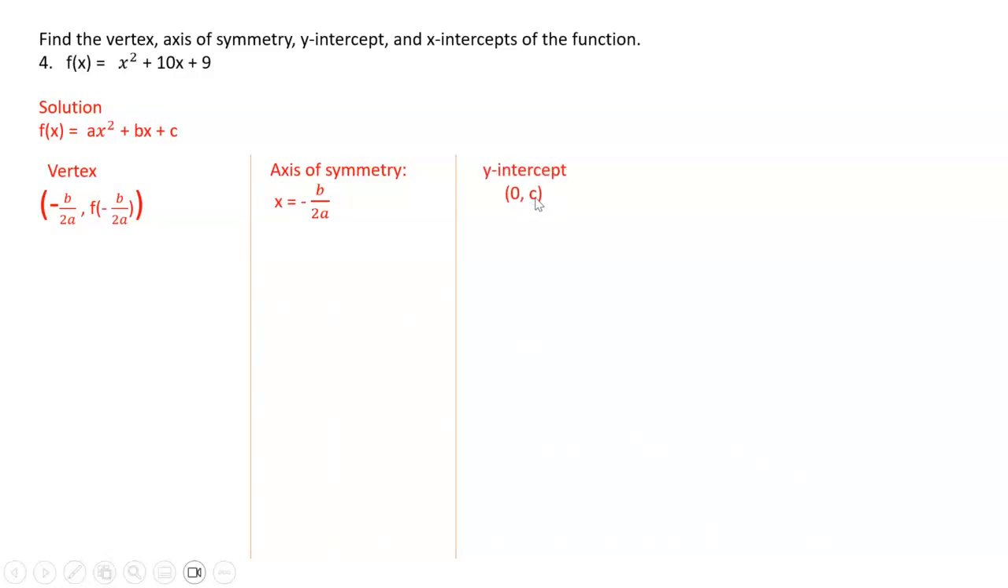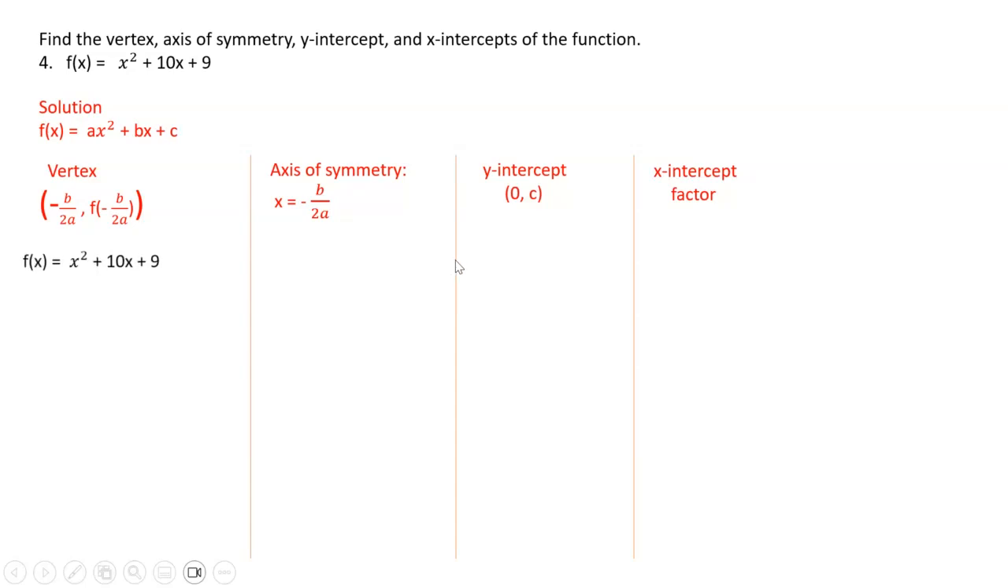And for the y-intercept, it's going to be 0, c. For the y-intercept, it's visual. You guys should know what the y-intercept is without doing the work. It's always your c, right? And then for the x-intercept, you have to know how to factor or else use the quadratic formula.